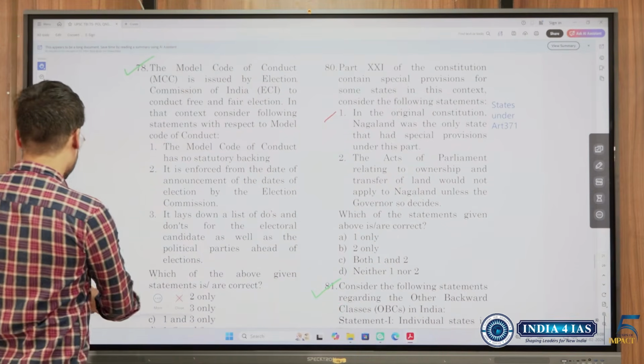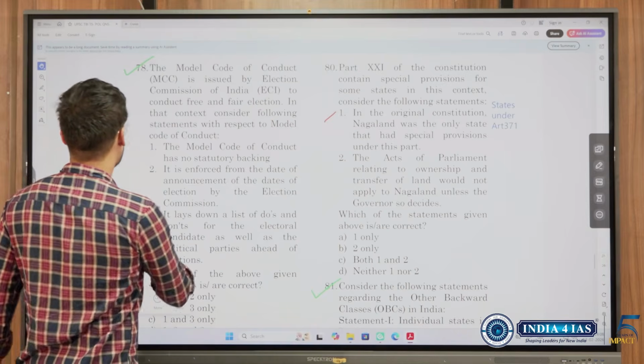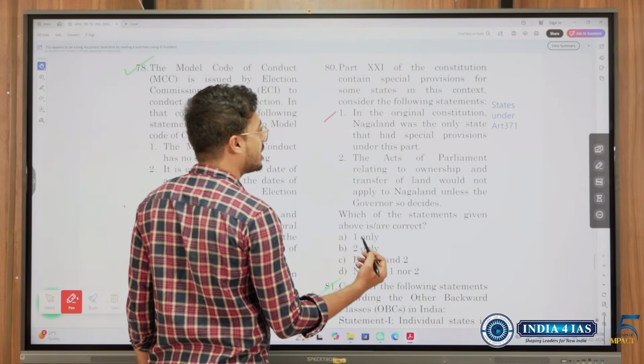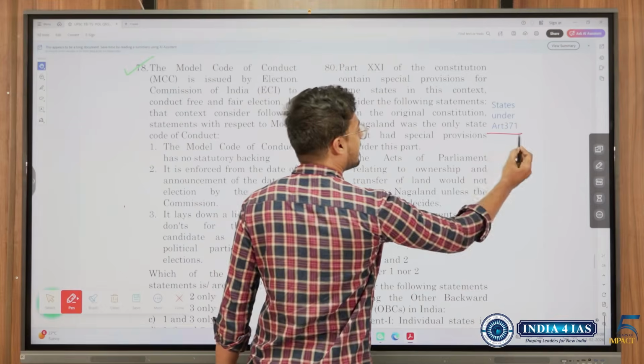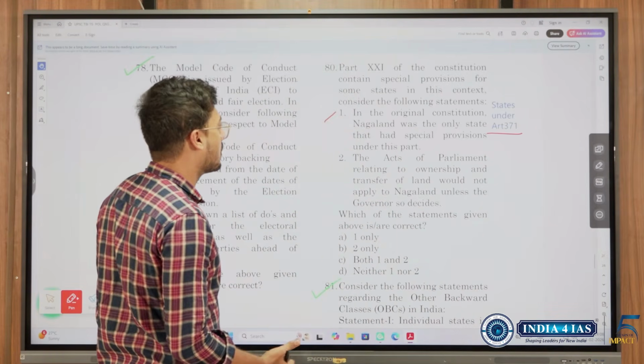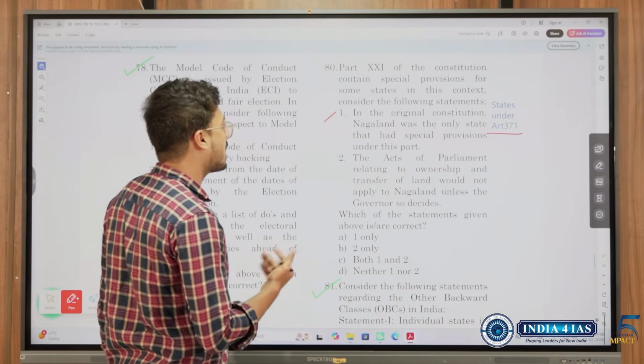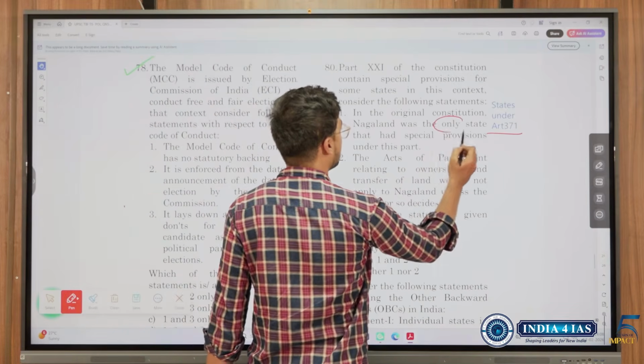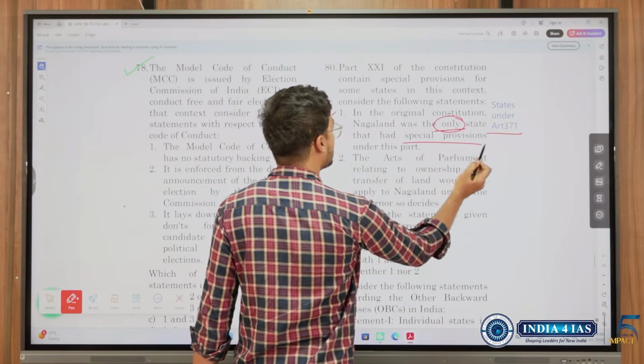Okay, this is what I was telling. One more thing which I wanted to tell. Though the question has not been asked by UPSC, it is better that you know. See, states under Article 371. Based on that only this question has been formed. In the original Constitution, Nagaland was the only state that had special provisions. Only Nagaland was involved.